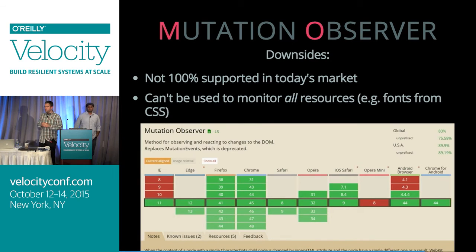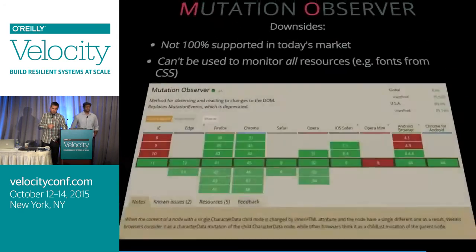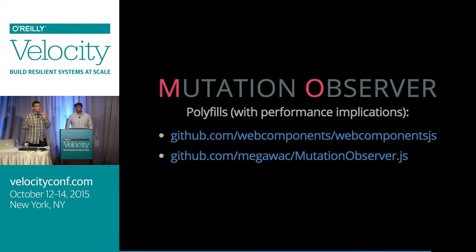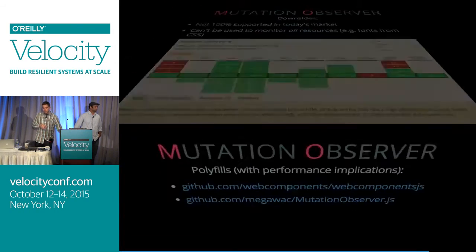The downside is Mutation Observer isn't 100% supported. I think it's 83% of the market that supports it today. It can't be used to monitor everything. So as Philip said before, CSS with background images or fonts, you can't actually hook into onload events of those. You won't get notified of them. There are some polyfills for the browsers that didn't support it, that you can use to actually get a Mutation Observer-like callback when new DOM elements come in. There's going to be some performance implications there, but if you need to support, I think, IE9 and lower, no, sorry, IE10 and lower, you could use one of these polyfills.